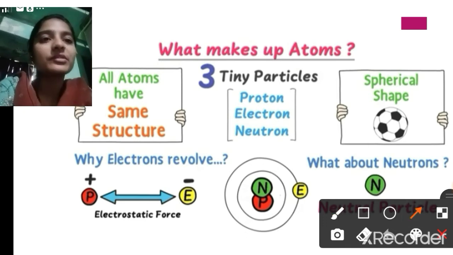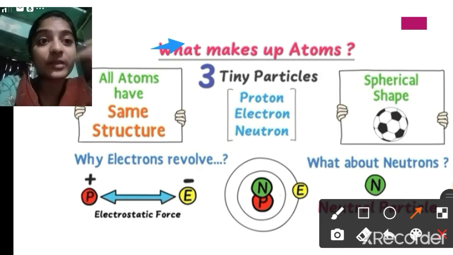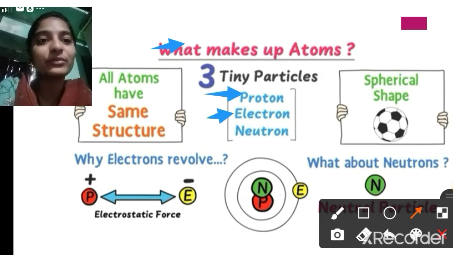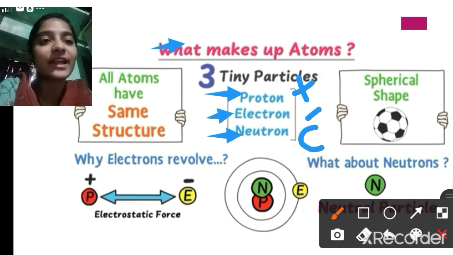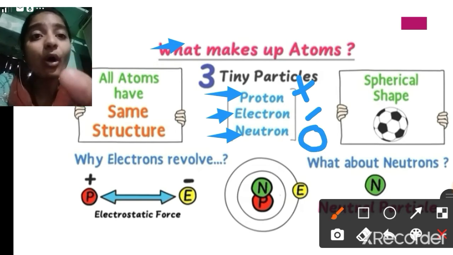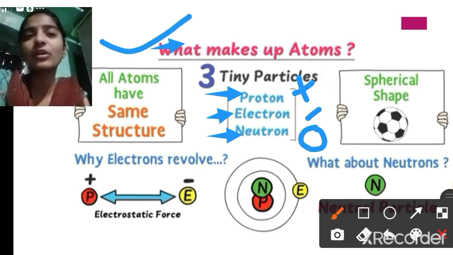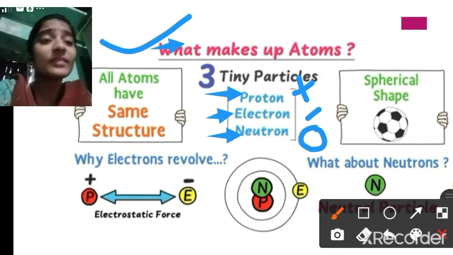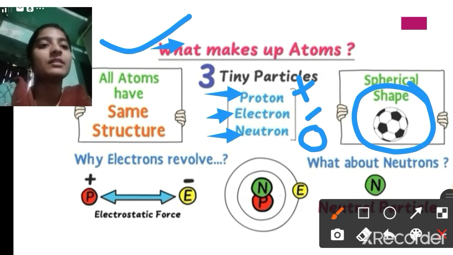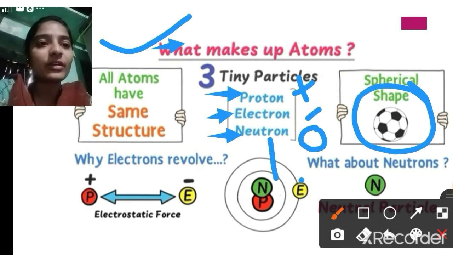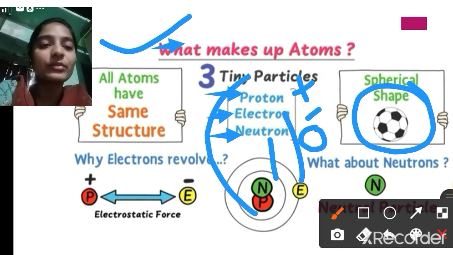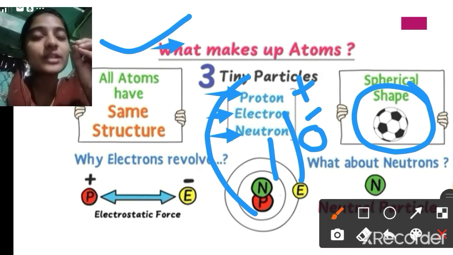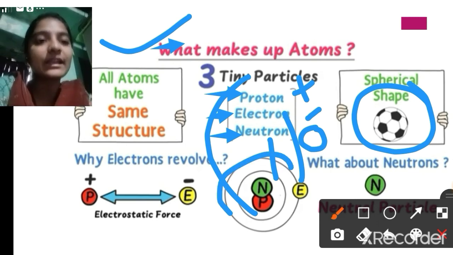Coming to a small recap of what we have studied. What makes up atoms? I told you all that atoms are made up of protons, electrons, and neutrons. Protons have positive charge, electrons have negative charge, neutrons have no charge. All atoms have the same structure. Whichever atom, pen, chalk piece, ball, anything you take, the structure of the atom is the same. What is the structure of the atom? Spherical. Here are the neutron, electron, and proton. Neutrons and protons are present inside the nucleus, which is the center of the atom, and electrons keep on revolving.